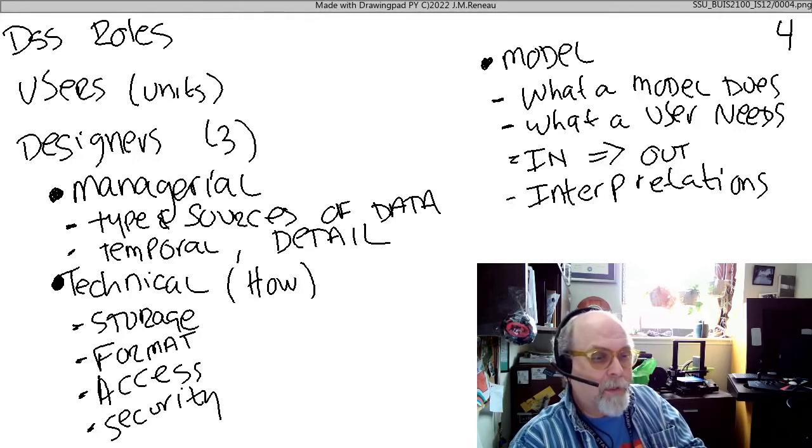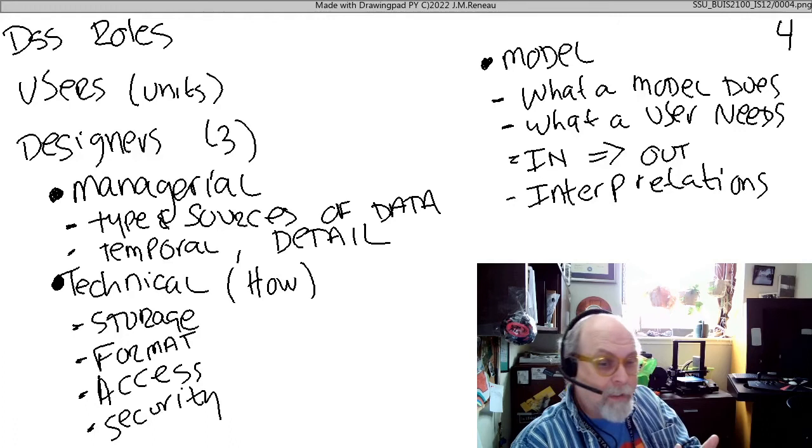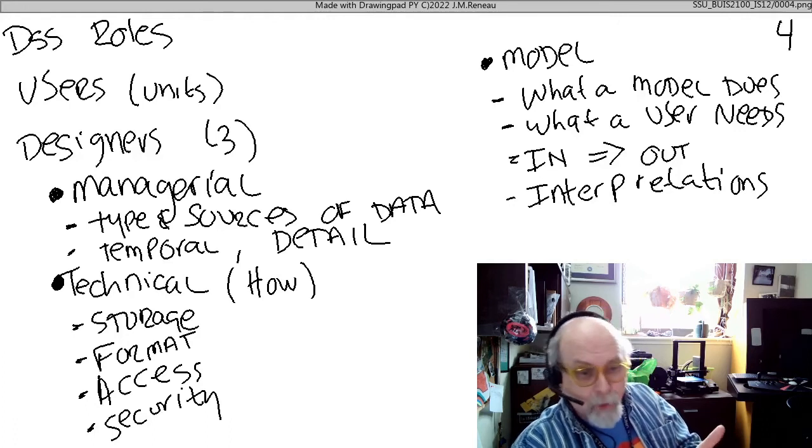There are always the technical people, which understand how to store that data, all of those different types of data, how to normalize those bits of data, how to connect them together, how to store them, format them, access the data, and to secure the data in the decision support system, because there's some data that some people making decisions shouldn't see, and there's data that some people should.